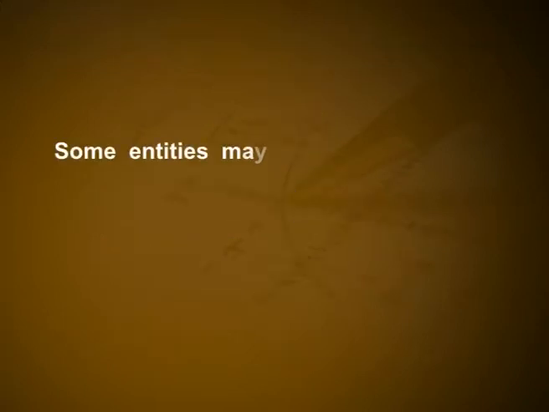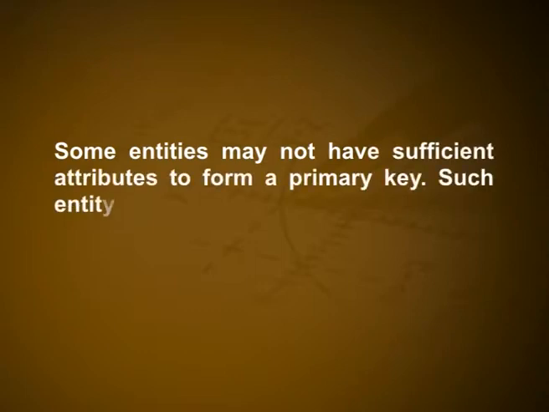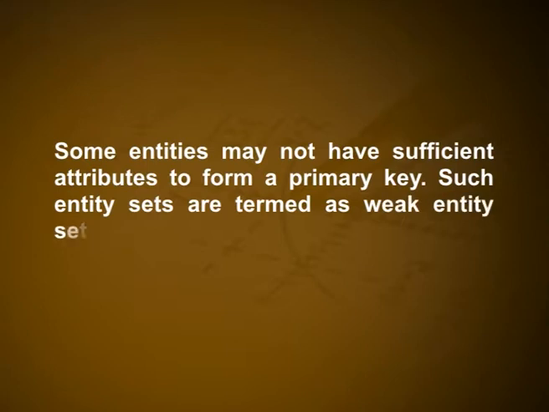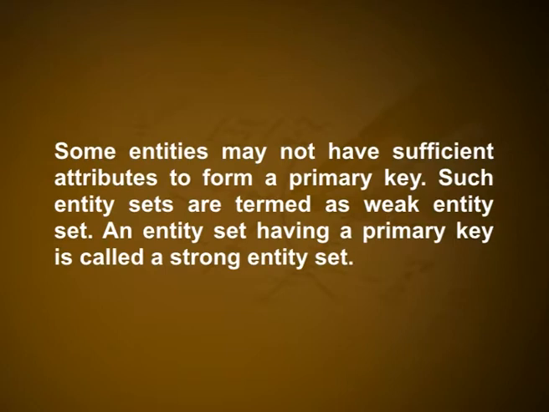Weak entity sets. Some entities may not have sufficient attributes to form a primary key. Such entity sets are termed weak entity sets. An entity set having a primary key is called a strong entity set. Consider the entity set payment, which has three attributes: payment number, date and amount.